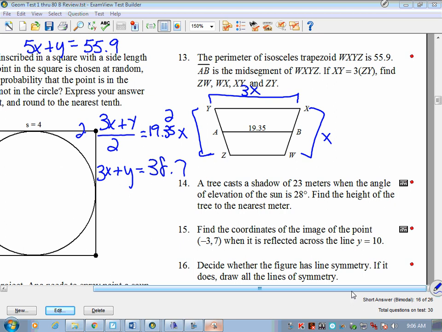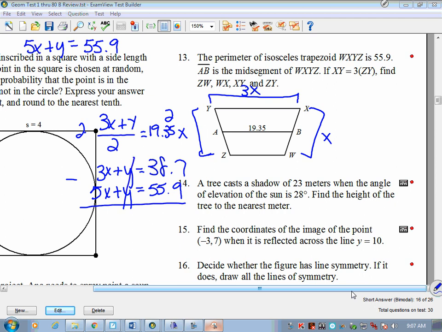Set them equal to each other. Probably not. Let me put them down here together so you see them. 5x plus y equals 55.9. Thoughts? Subtract. What's subtraction going to do? You're not wrong, but what's subtraction going to accomplish? Let's say I subtract these two equations. Anybody know what's going to happen here? It'll eliminate my y's, okay? Because y minus y is going to eliminate.